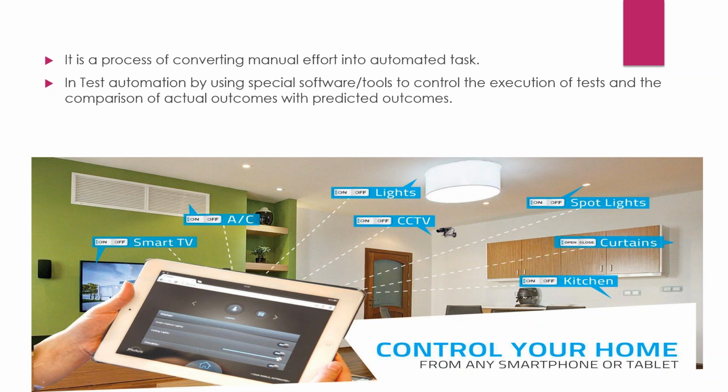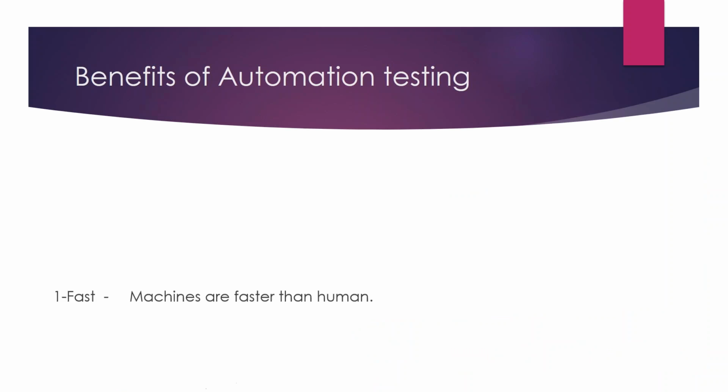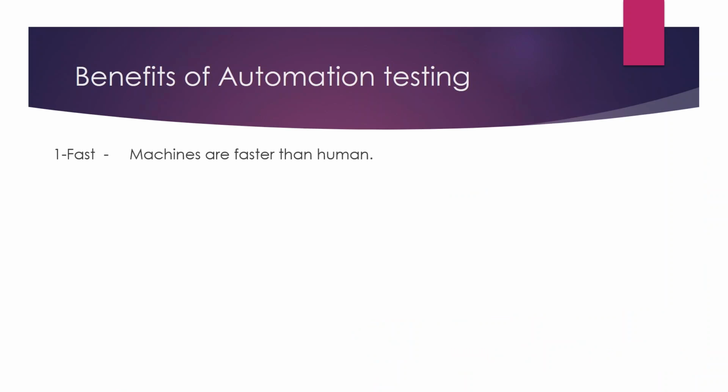So it is a process of converting a manual effort into an automation task. In test automation, we use special software tools to control the execution of tests and the comparison of actual outputs with the predicted outputs. Next, benefits of automation testing.